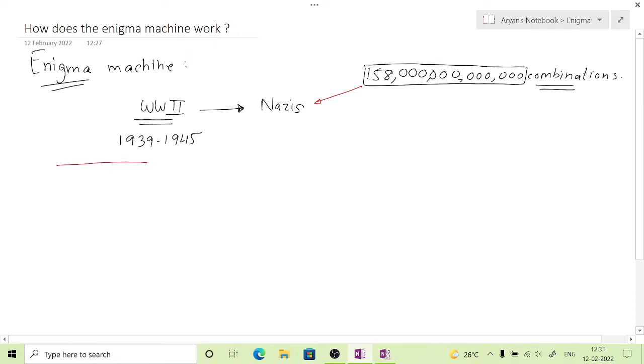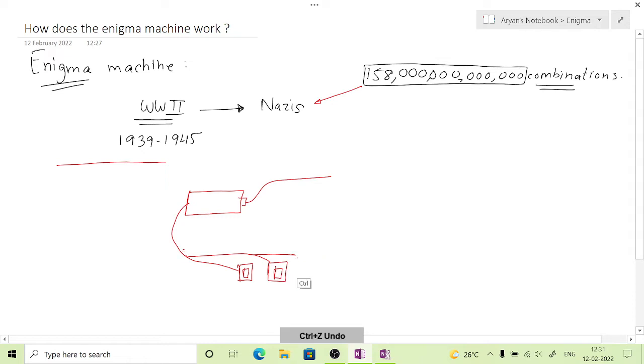Let's first of all discuss how the Enigma machine worked. For that I need to show you a circuit. Let this be your battery, and this is connected to two things. Let this be your switch one, which I'm taking as this, and then it was connected to a second switch, which I am telling as this, and a third switch again.